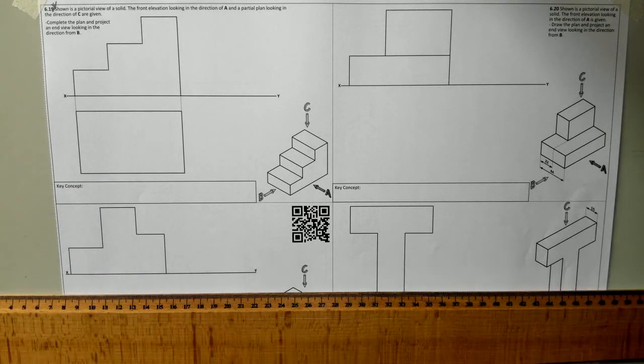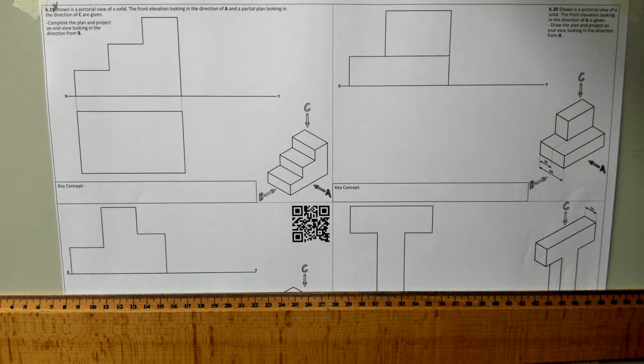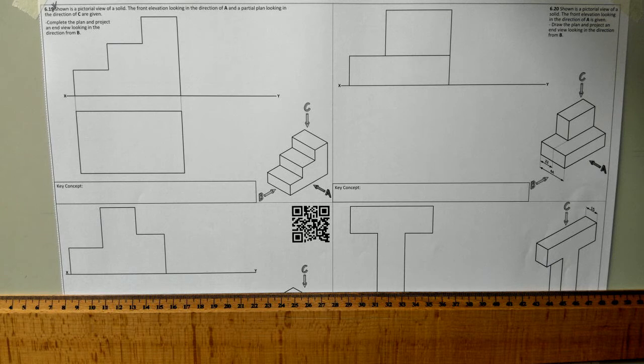It tells us, shown as a pictorial view of a solid, the front elevation looking in the direction of arrow A and a partial plan looking in the direction of arrow C are given. Complete the plan and project an end view looking in the direction from arrow B. So I'm going to use colours to actually show how to do this.